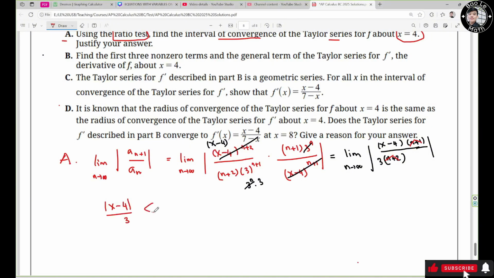Now this guy must be less than 1. Alright, so you're going to multiply both sides by 3. So you have the absolute value of s minus 4 less than 3, right? It's the same thing as negative 3 less than s minus 4 less than 3, right? Add 4 to all 3 sides. So you have 1 less than s less than 7, right? Now we need to check the endpoints, right?